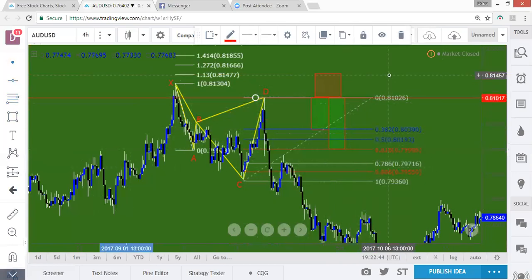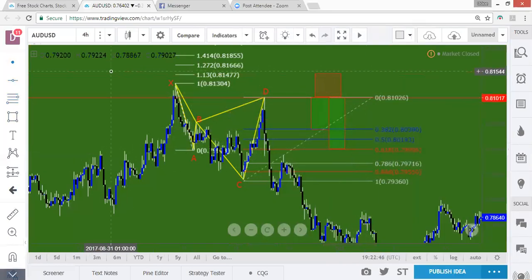Do I have any questions on the Cypher pattern before I move to the Gartley? Got to roll through pretty quick, having 3 patterns. Any questions? Feel free to unmute your mics.